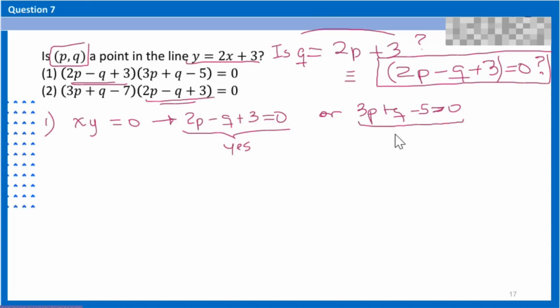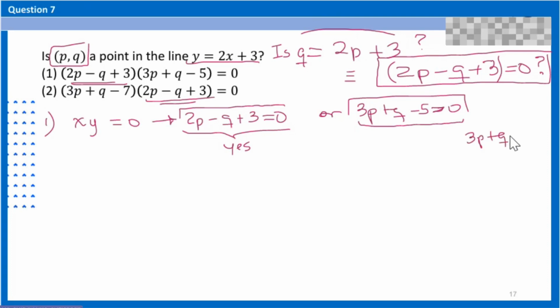If this is true, the second possibility, is it necessarily true that 2p minus q plus 3 equals 0? No, because that would be the same as saying, pick two values for p and q that make this true. And then, would those arbitrary values necessarily make this true? No, unless you solve this kind of equation system. If you solve this system, you would find the two values for p and q which make not only this true, but also this true.